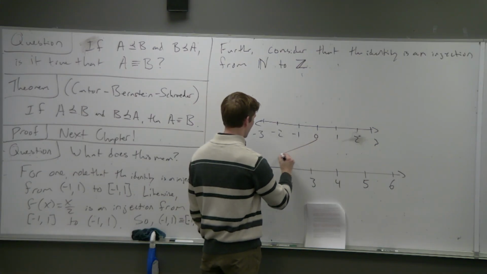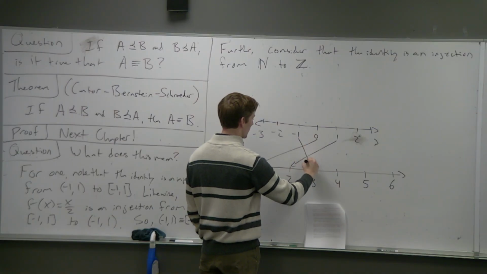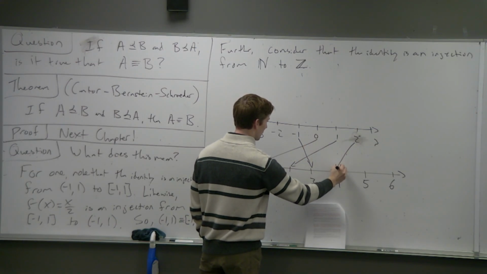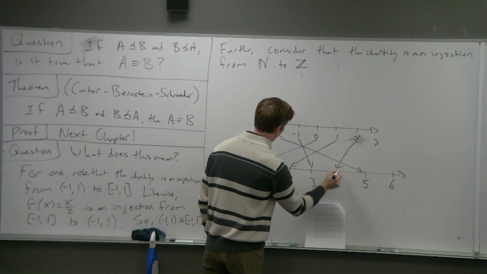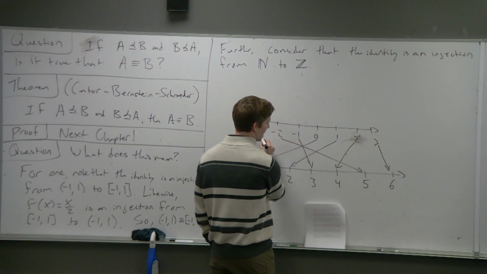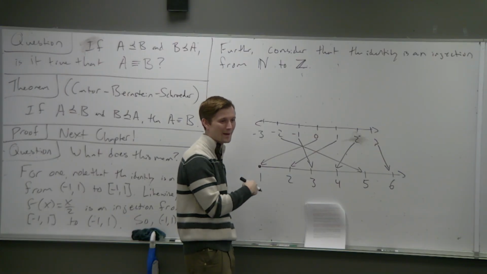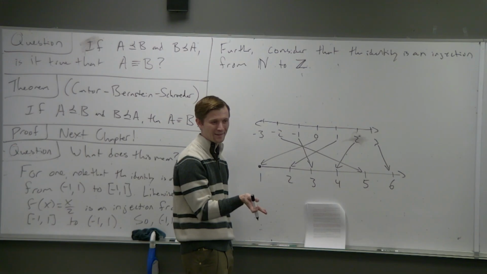Let's send 0 to 1. Let's send 1 to 2. Let's send -1 to 3. Let's send 2 to 4. Let's send -2 to 5. Let's send 3 to 6. Let's send -3 to 7, and so on, right? Back and forth, and back and forth.